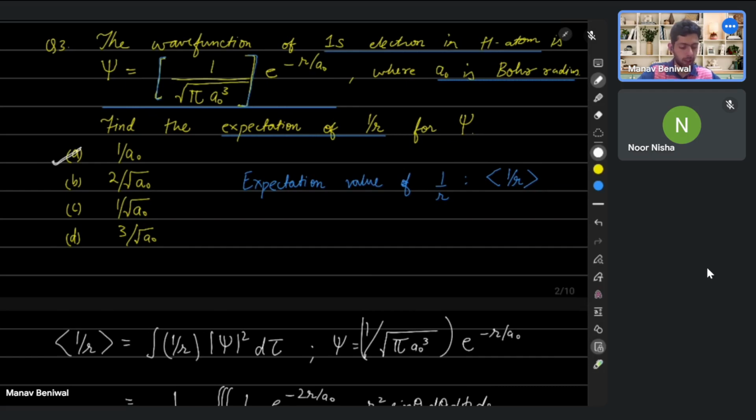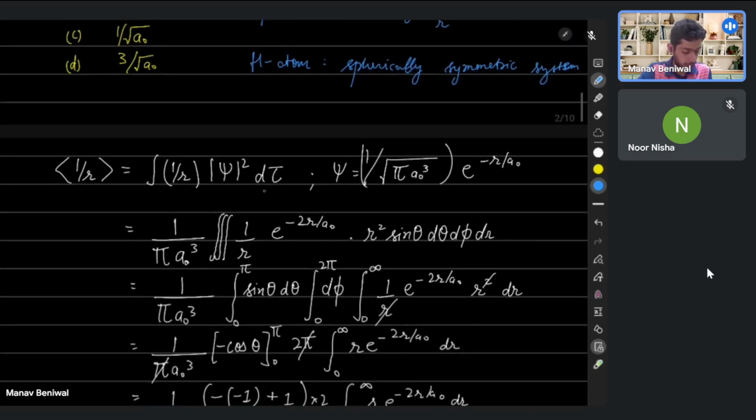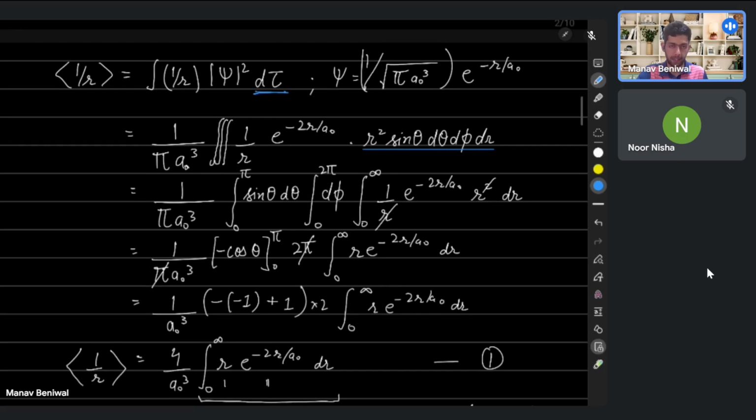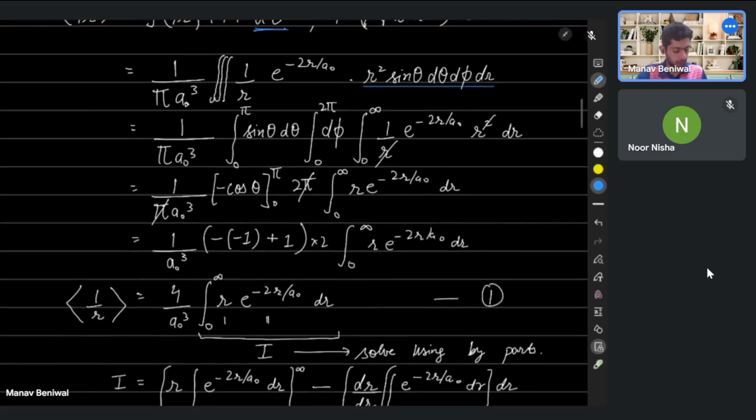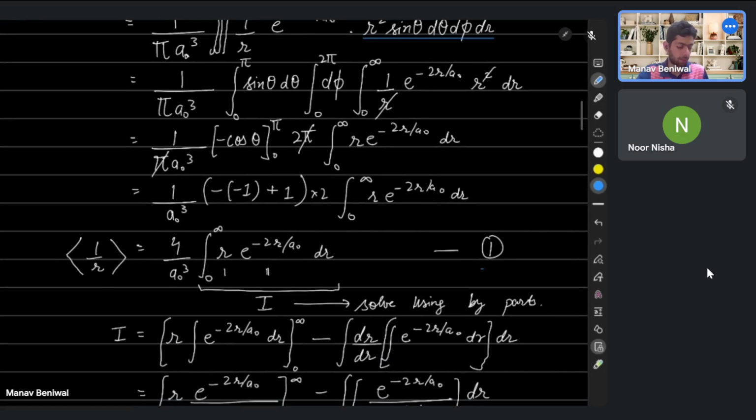of 1 over r. Now because this is a hydrogen atom, we know that this is a spherically symmetric system. Therefore we use spherical polar coordinates, and if we know how to write d tau in terms of spherical polar coordinates like this, and then separate out integrals for d phi, d theta and dr, we get to this equation 1.